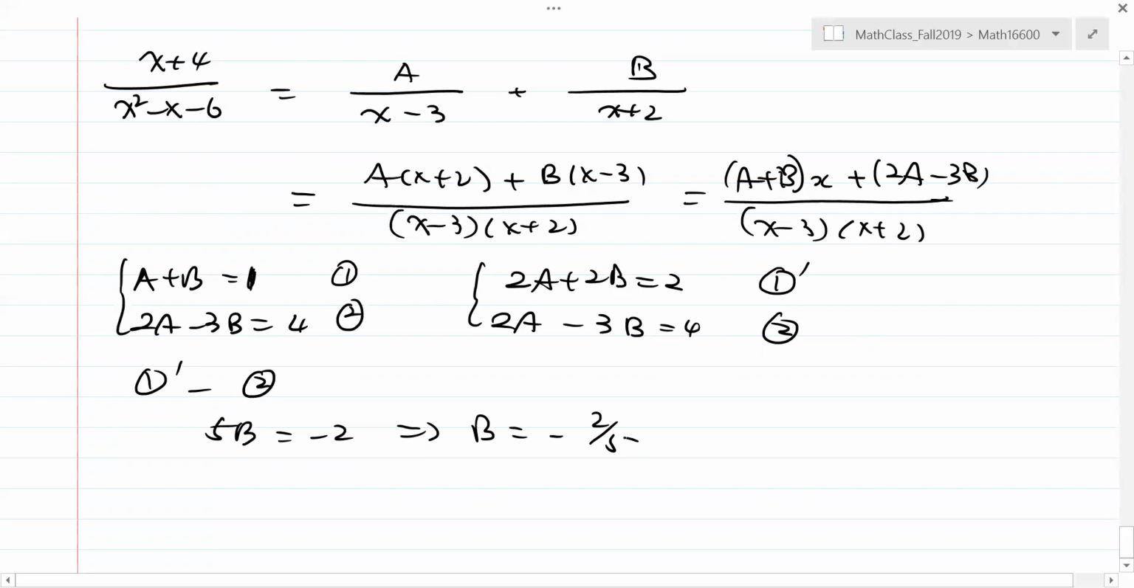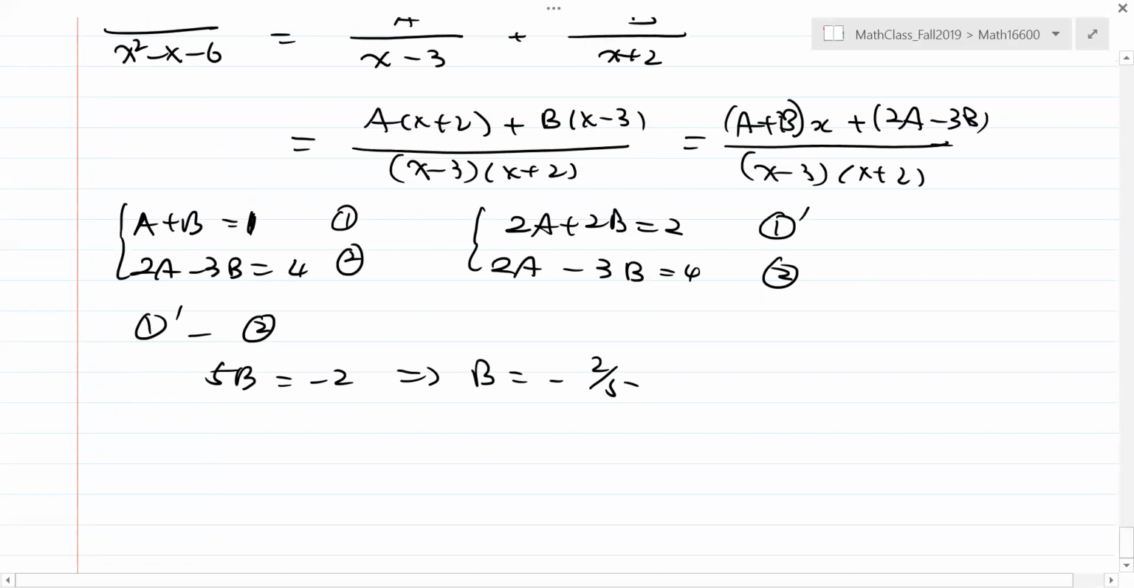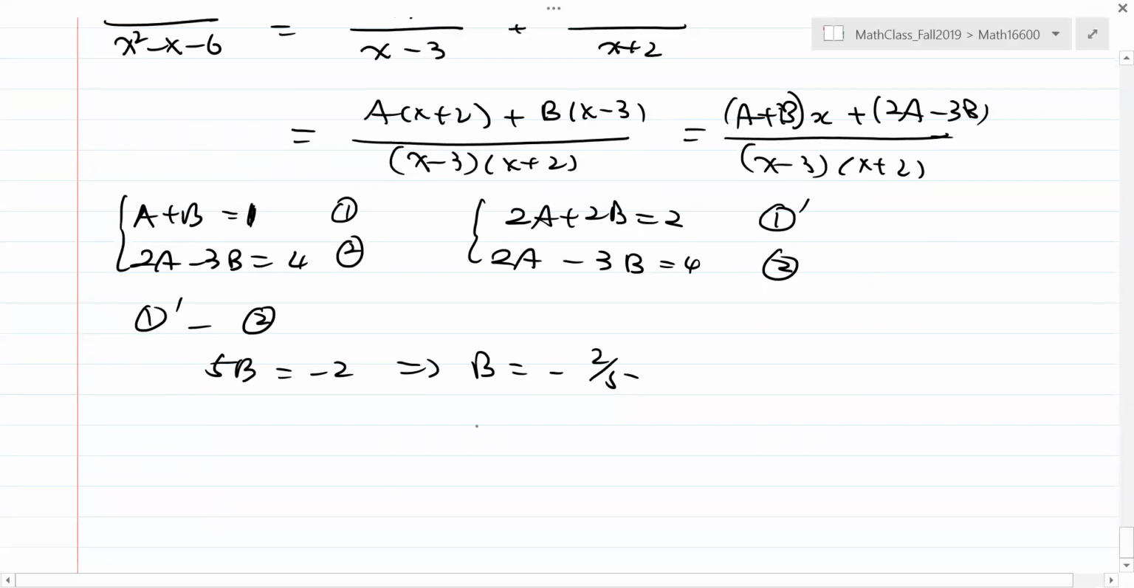Yeah, b is negative 2 over 5. Okay, then once you get b, you can get a. Again, a is 1 minus b, so 1 plus 2 over 5, it's 7 over 5. So you get two constants.